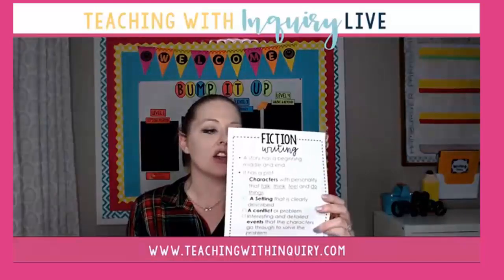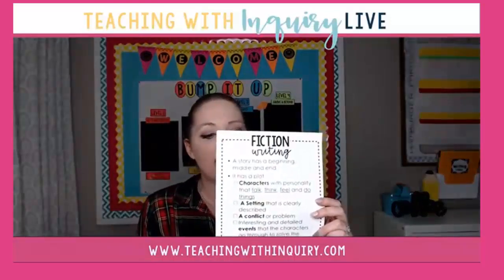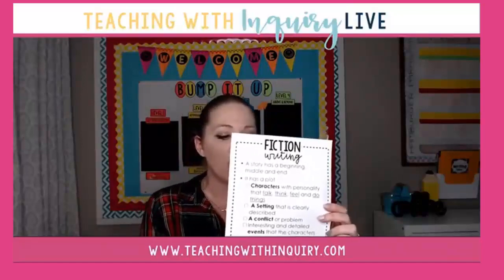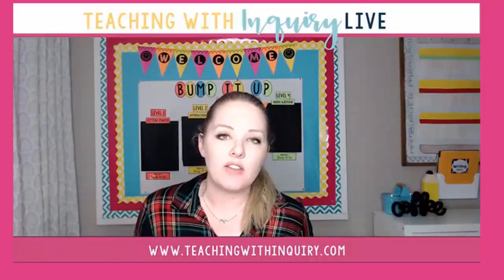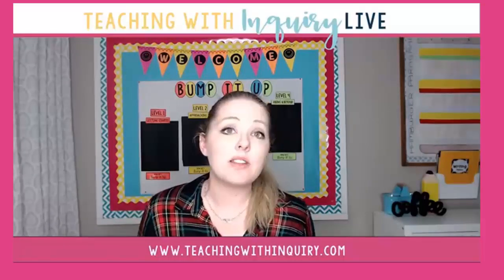And I go over the success criteria and say, okay, we know that stories have characters that talk and think and feel and do things. We know that it has a setting and it's descriptive and it's got a conflict or a problem and events that the characters solve. We'll go through and I'll remind them of that success criteria and then ask them, the sample that they read, did it have evidence of that? Does it have well-developed characters? Do you care about the characters? Have they described the setting?